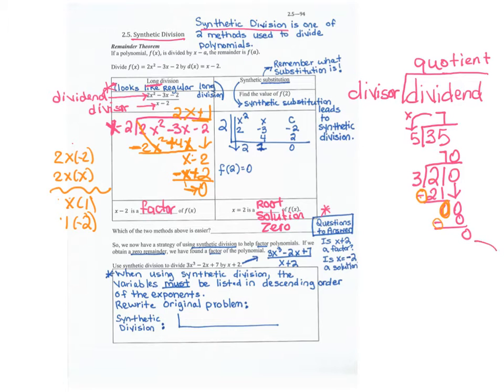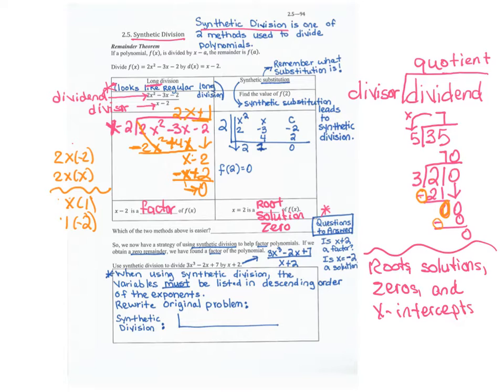Just a quick reminder that roots, solutions, zeros, and x-intercepts refer to where the graph crosses the x-axis. And those 4 terms are used interchangeably.